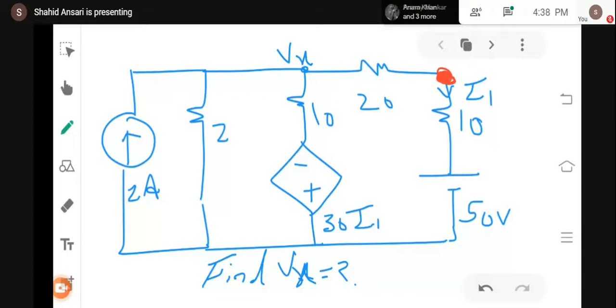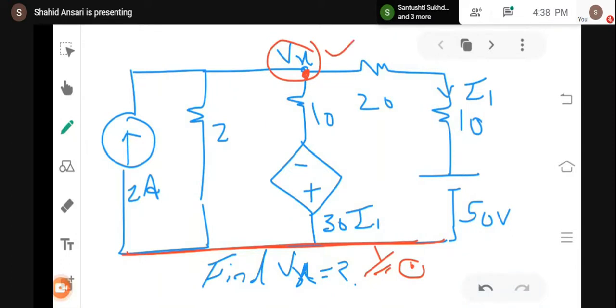No, minimum 3 elements should be connected. Okay, this point can be considered as a node Vx, plus the bottom one. This can also be considered as a node, so this will be a reference node. Reference node at 0 potential means actual node. If you're talking about actual node, we have only one actual node, which is Vx.